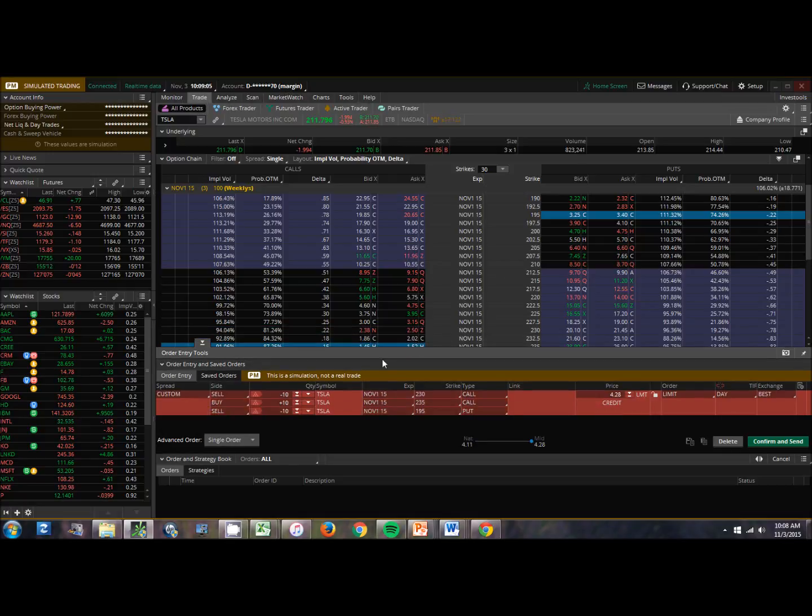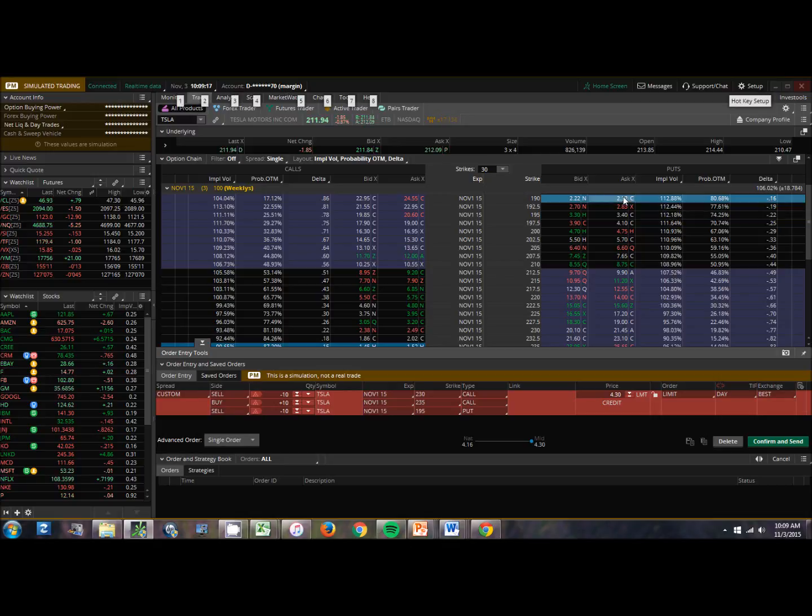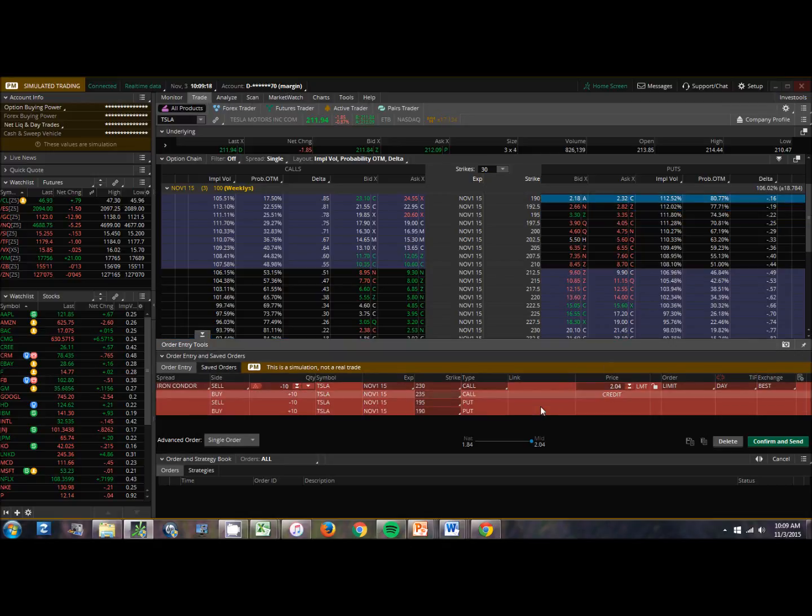So right now, Thinkorswim recognizes this as a custom order. But watch, once I buy this 190 put, it's gonna populate as an Iron Condor, because Thinkorswim obviously knows what I'm trying to do. So, boom. So I'm gonna buy that 190 put. So I have an Iron Condor, and obviously I don't want to do a 10 lot. I don't think I want to do a 10 lot. Let me do, I'm gonna do a 1 lot.